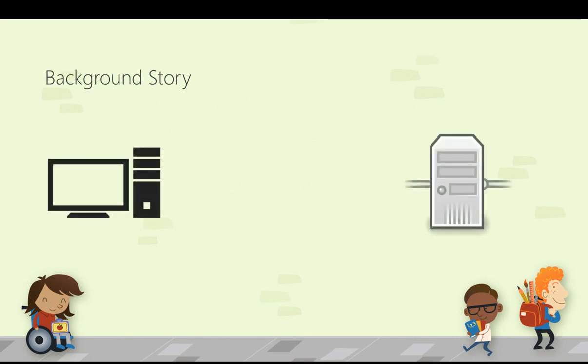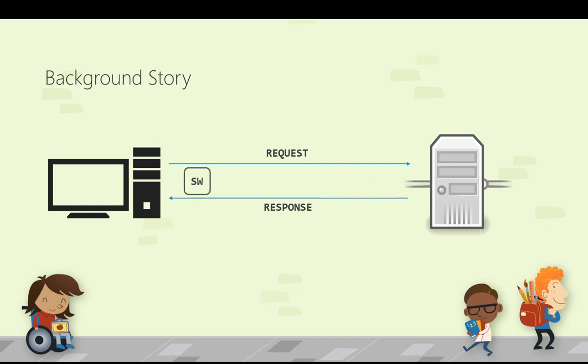Let's first discuss the background story, what is happening at the backend when we are dealing with web applications. Let's say this is the client and this is the server. The client asks for something, that is the request, and the server then responds with the requested thing. Where is the service worker then? The service worker is in the middle, in between. It will get all the requests and all the responses, and look after them, in simple words.